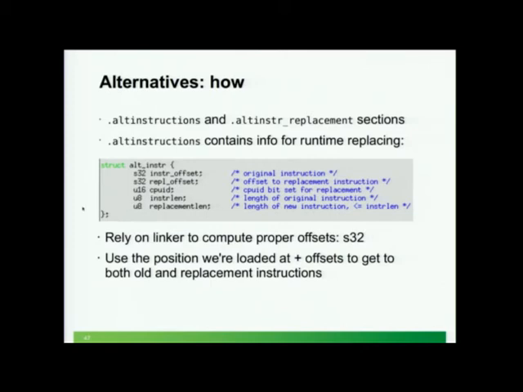And when the linker generates vmlinux, it computes the proper offsets here. So we get the address of this structure where we loaded it, because we need to support relocatable kernels and ASLR. So we don't know at which offset we're loaded. So we have to be relative. We get the address of this thing, add it to this offset, and we get the address of the original instruction. And this is how we do the replacement.